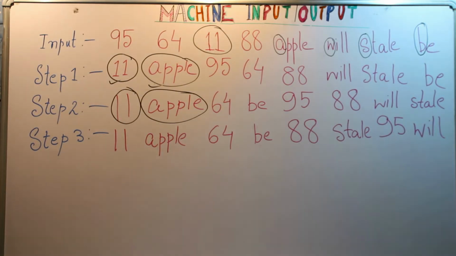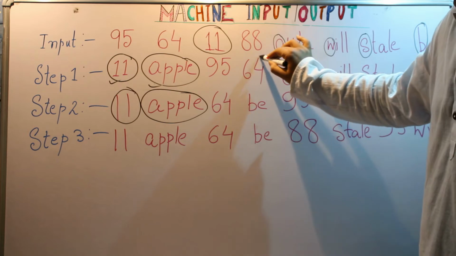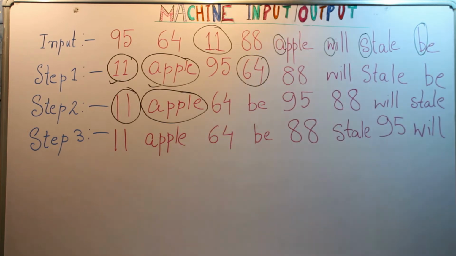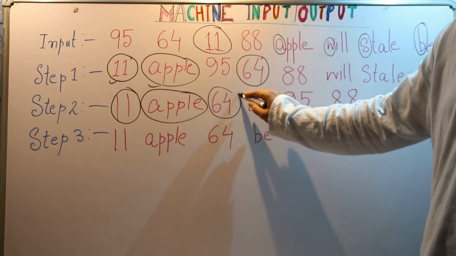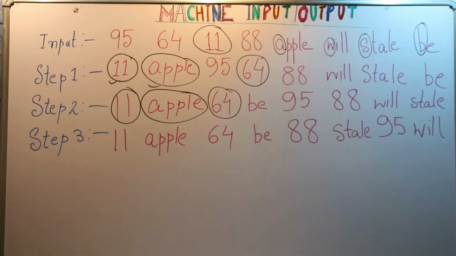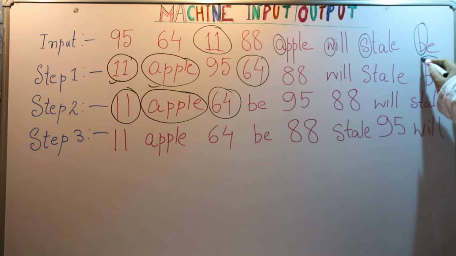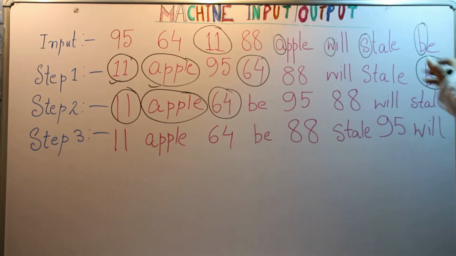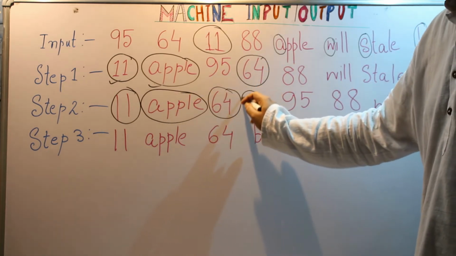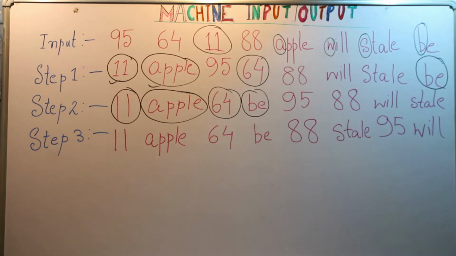Now, in step 2, the second lowest number, which is 64, is used and placed in the third position. So with B, because B comes after A. Apple first, then B. Okay. And the rest have been placed as they are, such as 95, 88, will, still.